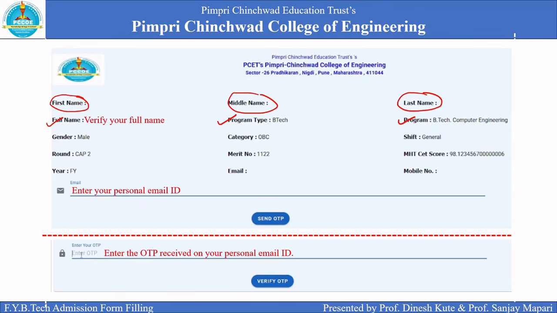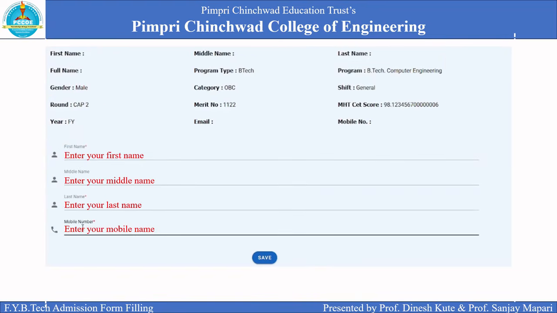After this, enter your personal email ID here. Click on the send OTP button. You will receive an OTP to your personal email ID. Enter your OTP here and click on the verify button. Then enter your first name, middle name, last name and mobile number and click on the save button.